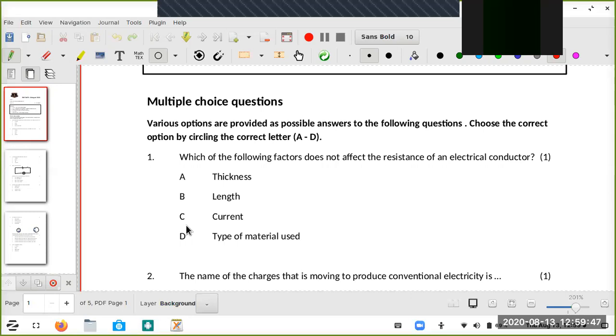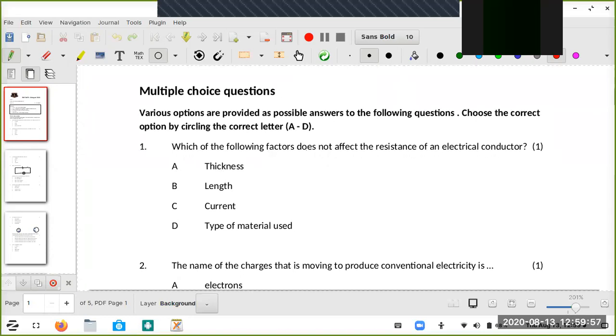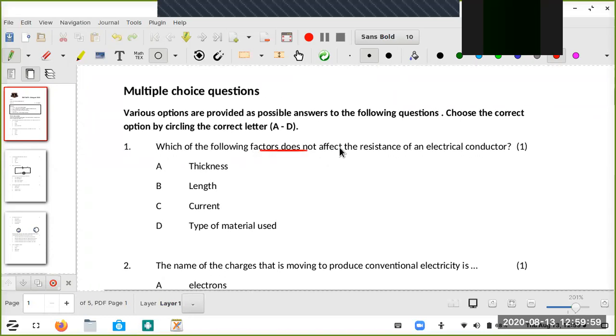Now, from question one, which one is the keyword? The keyword in number one is that we are looking at factors. These are the factors that affect resistance. The resistance that we are dealing with is electrical resistance.